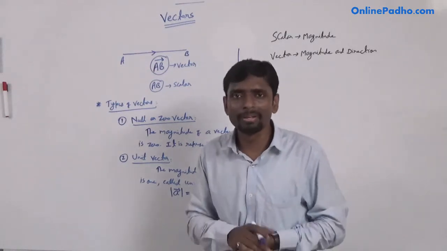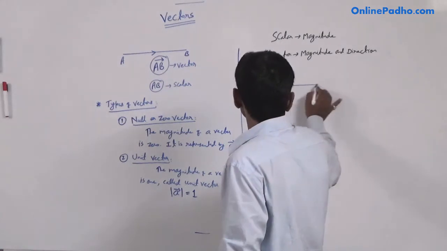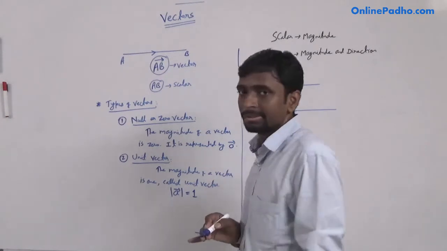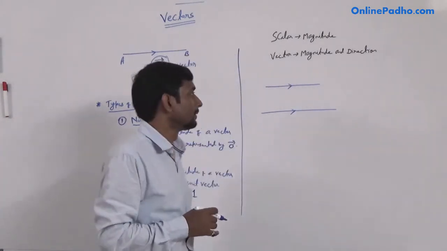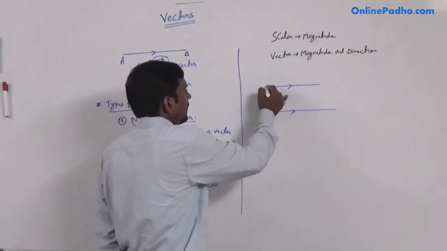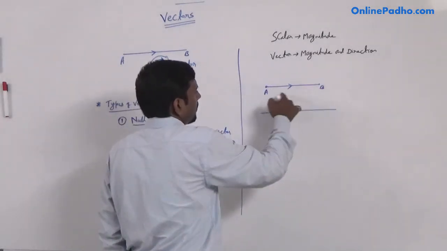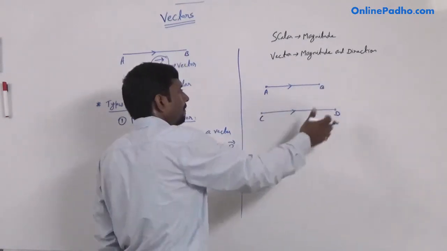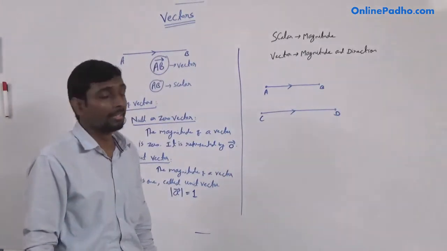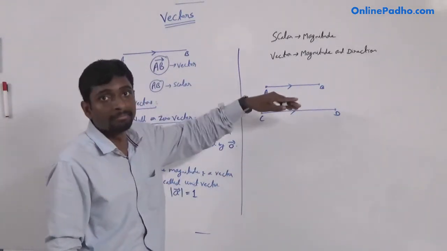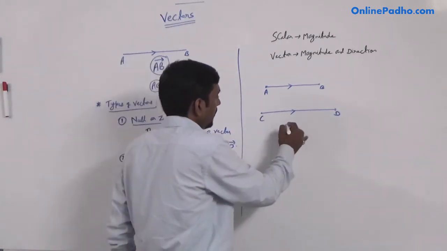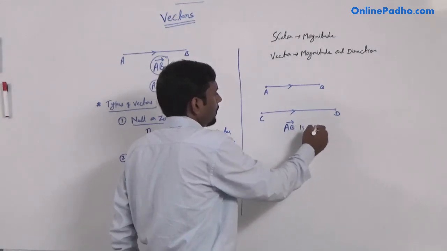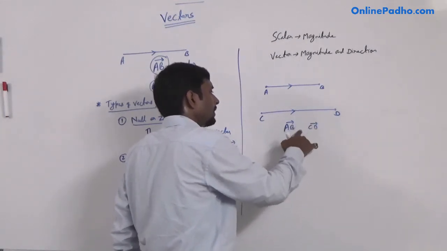You can say parallel vector. What do you mean by parallel vector? If you have two straight lines in parallel, no matter what the magnitudes are, the magnitudes may be different. Let us see, the magnitude of this vector is AB and the magnitude of this vector is CD. So their lengths are different, so magnitudes are different, but the direction is same. So we can say that AB vector is parallel to CD vector. We can also say that both vectors are equal.